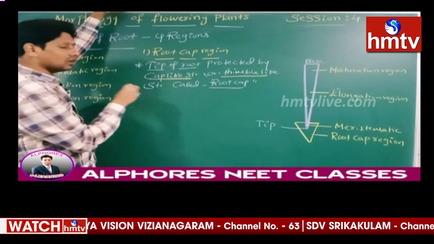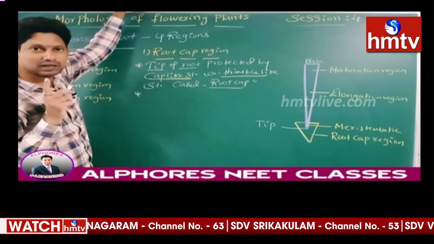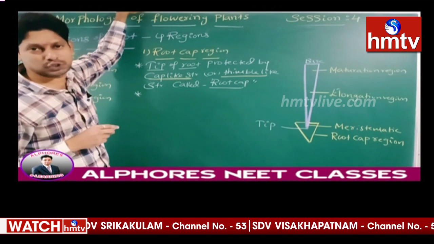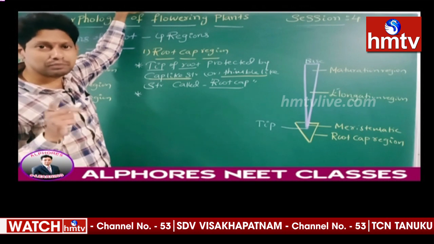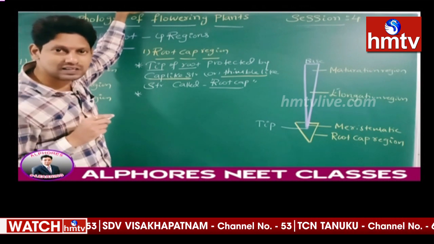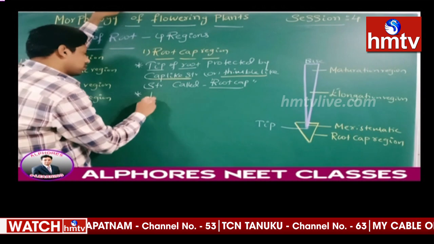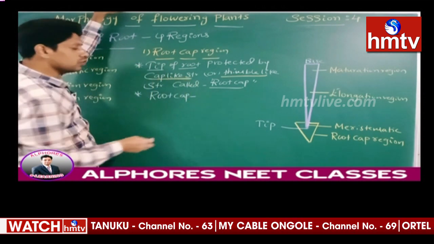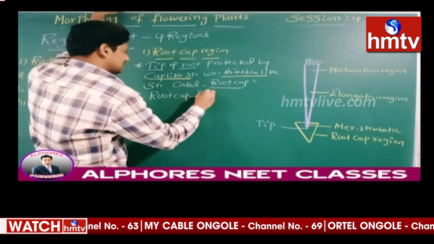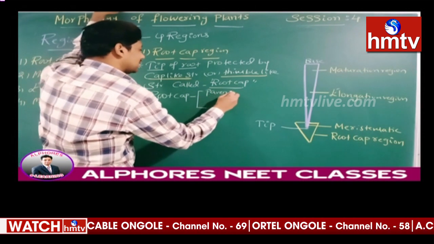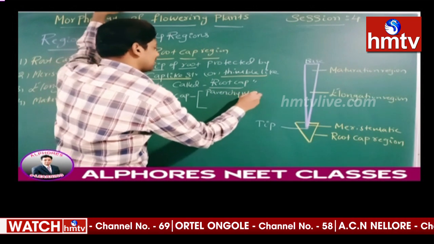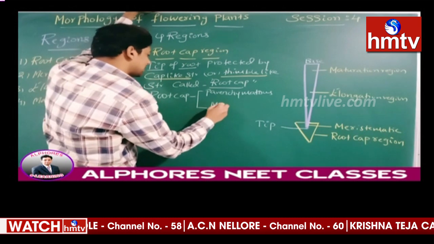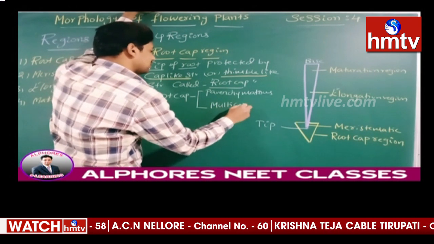Sir, this root cap is parenchymatous, made up of parenchyma tissue. And it is made up of many cells. So, unicellular or multicellular? Multicellular. Therefore, the root cap is parenchymatous, meaning made up of parenchyma tissue. And it is multicellular, made up of many cells.